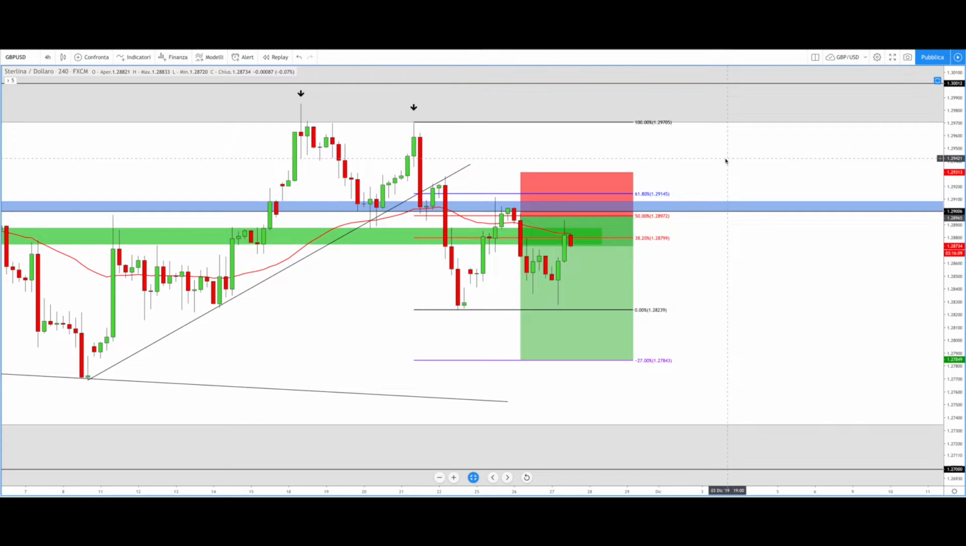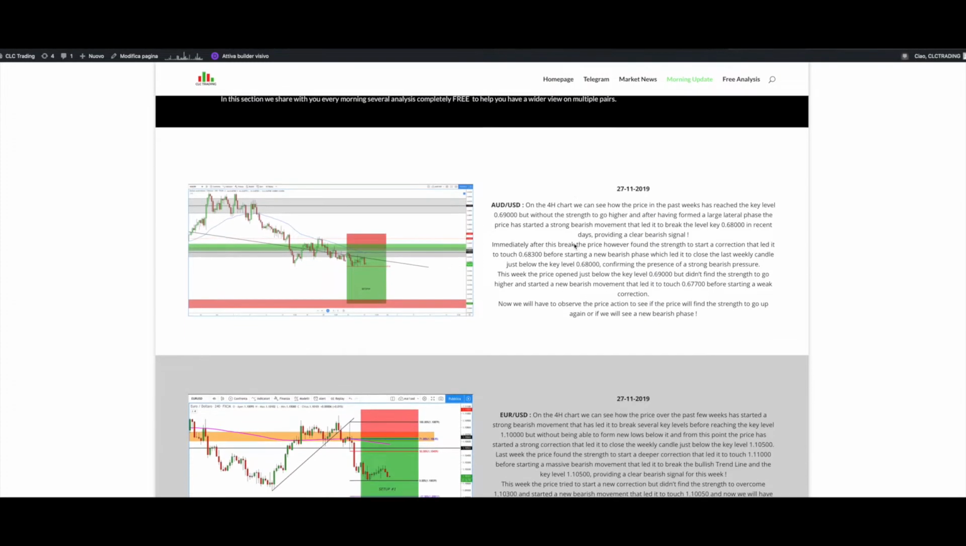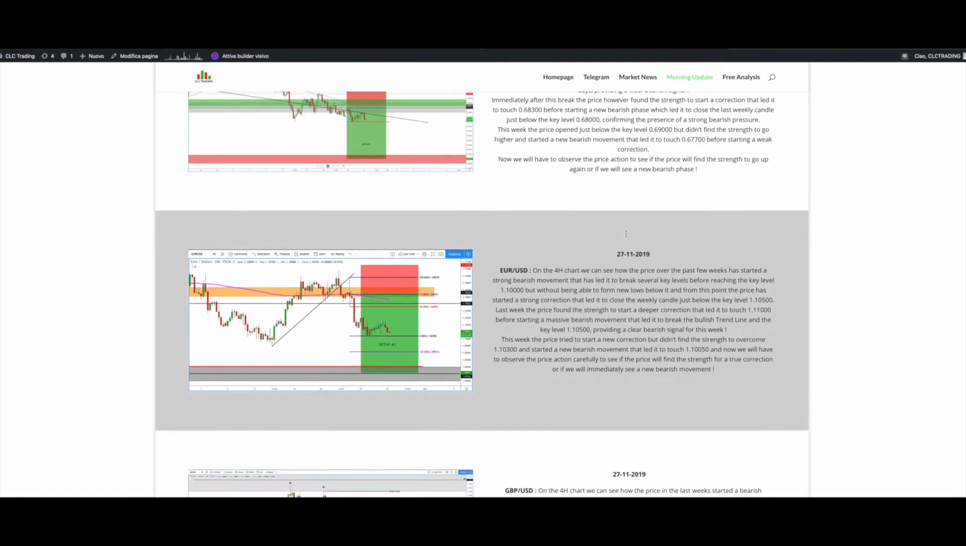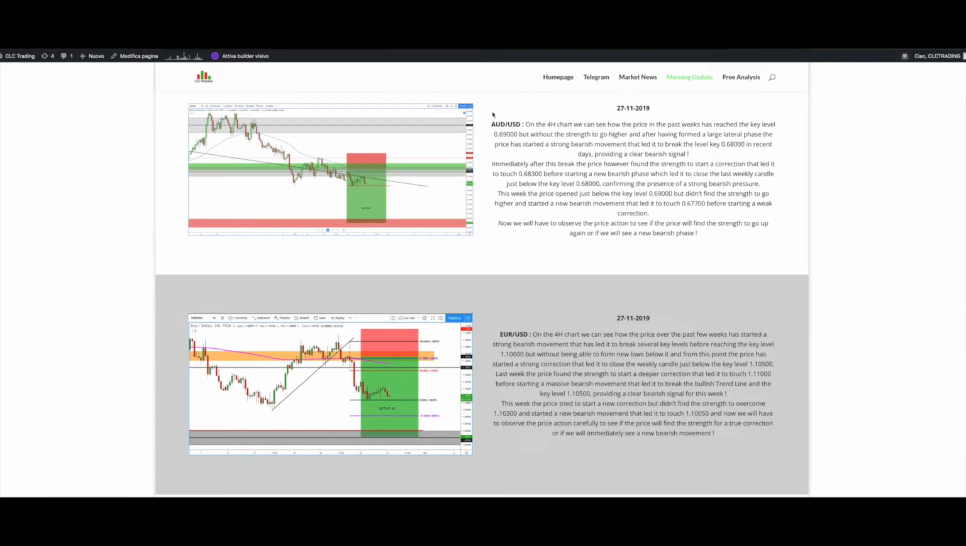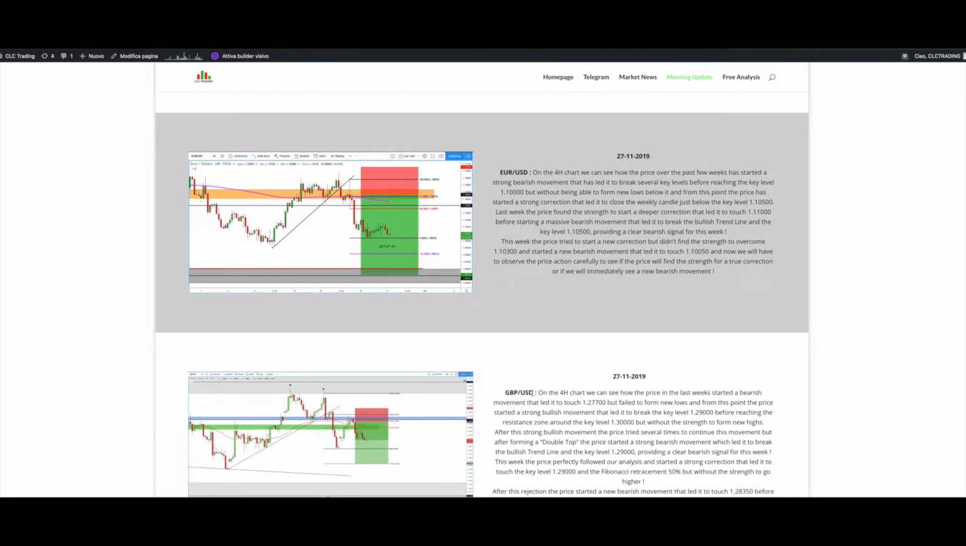And then we have GBP USD. Why I want to talk with you on GBP USD? Because going on the morning update on our website, we can see that every morning we update these three pair: Australian dollar US dollar, Euro US dollar, and GBP USD.